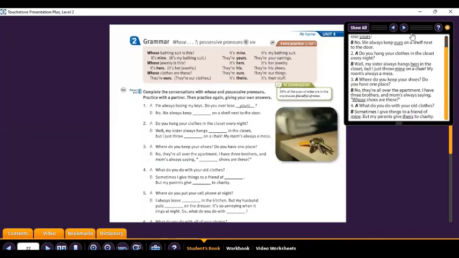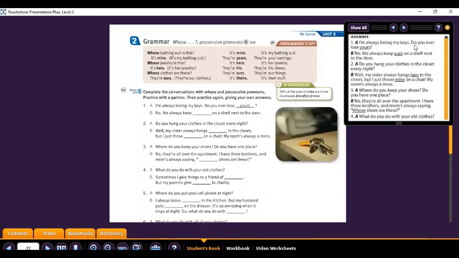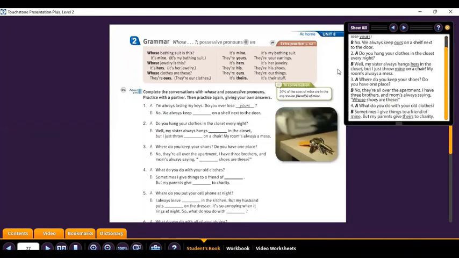But my parents give theirs. My parents give theirs to charity.